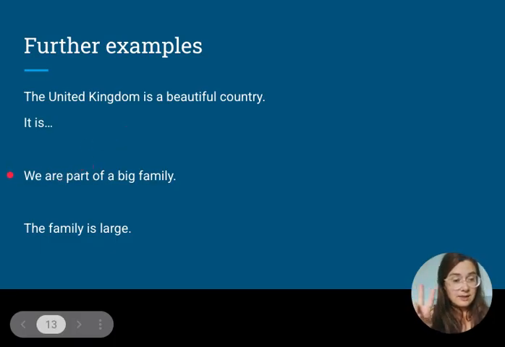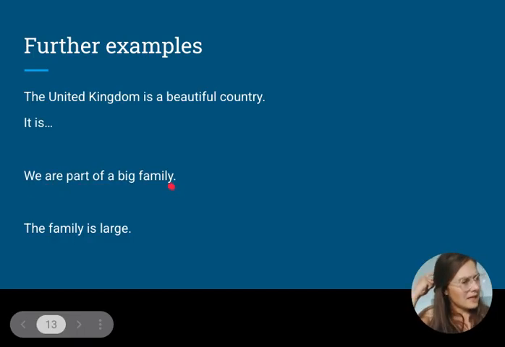So the second sentence here is we are part of a big family. We are. So this is first person, we, together, you and I together become we. We're the first person, we're talking about ourselves. But we're also plural. There's more than one of us. So we use the to be verb in the form of are. We are part of a big family.